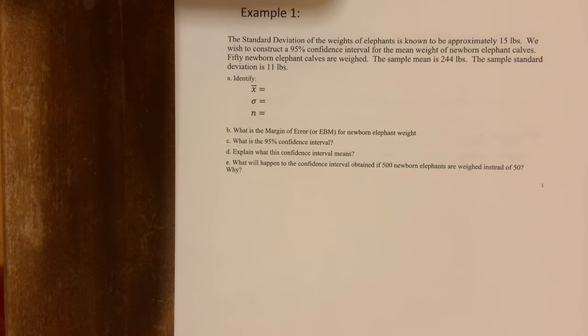This is the first of the problems that are at the end of the PowerPoint for 8.1. This first problem is looking to find a 95% confidence interval for the mean weight of newborn elephant calves. A sample of elephant calves have been weighed, and they've found that of this sample, the mean is 244 pounds and the standard deviation is 11 pounds. So from here, we can start this problem.